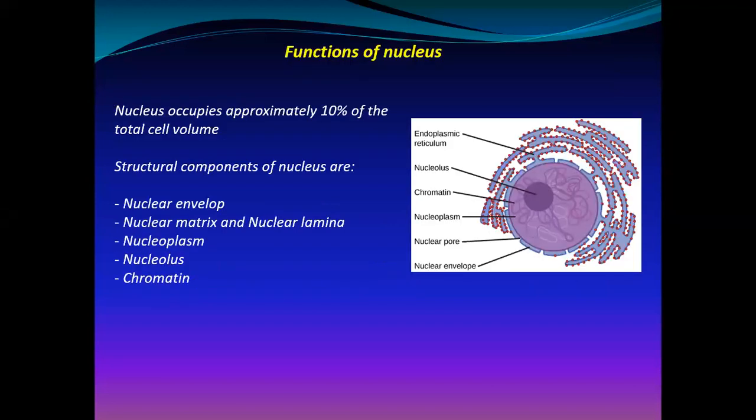And then we come to the nucleus, right? That is the largest organelle present in the cell. Its components are a nuclear envelope, and inside you have the nuclear matrix and nuclear lamina, then nucleoplasm, then the nucleolus, and then chromatin. The extension of the nuclear membrane or nuclear envelope is the endoplasmic reticulum, which has a lot of ribosomes on it, right?